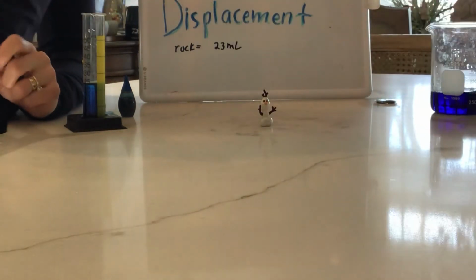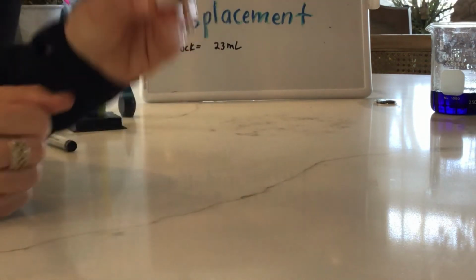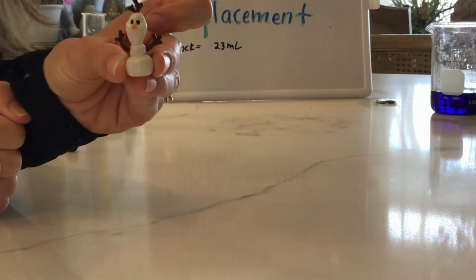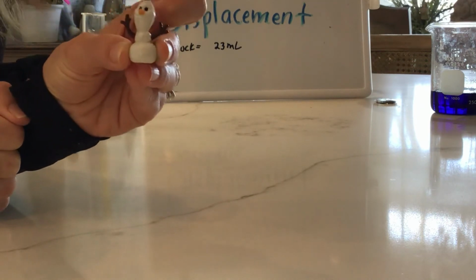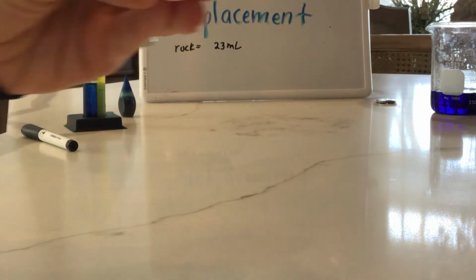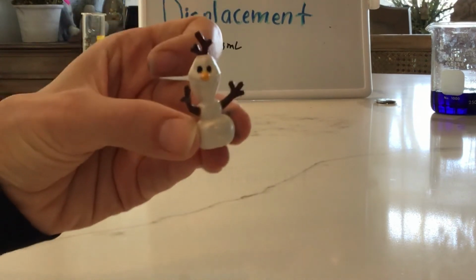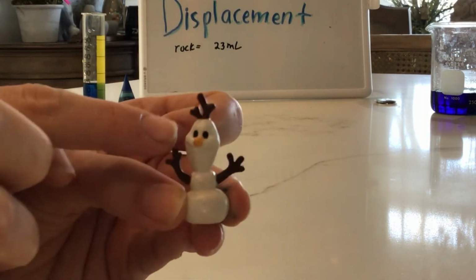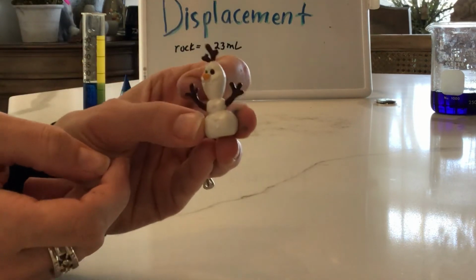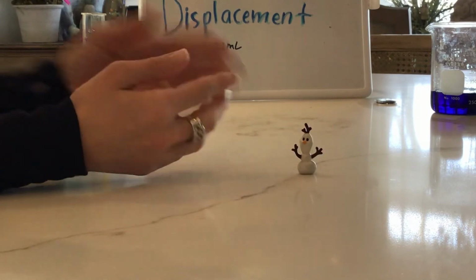Let's do another example. So now, who knows who this little guy is? Yes, if you guessed Olaf, you're correct. So Olaf is irregular shaped. Let's see how close I am here. Oh, there's Olaf. Olaf is irregular shaped. He's got a little stick on his head. He's got his arms. So if I wanted to find out how much space Olaf takes up, he's small, I would go to my graduated cylinder.